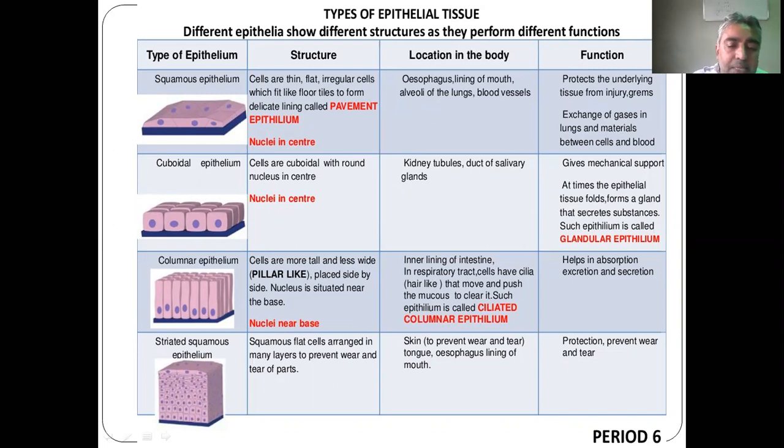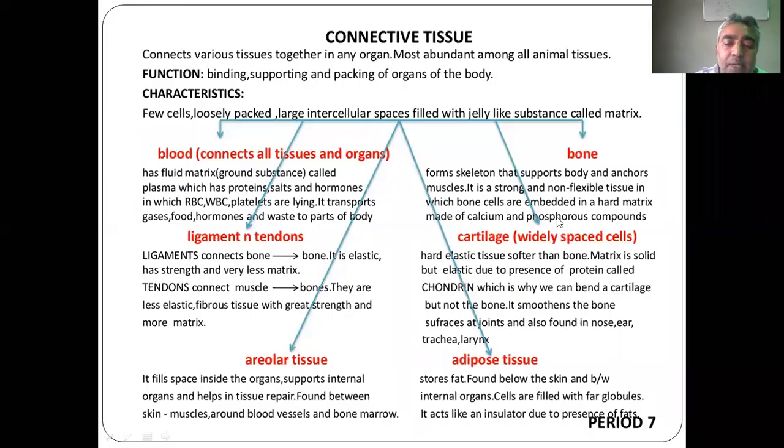Stratified squamous epithelium: squamous flat cells arranged in many layers to prevent wear and tear of cells. Location: skin, tongue, esophagus, lining of mouth. Function: protection, preventing wear and tear of cells. All these are types of the epithelium.